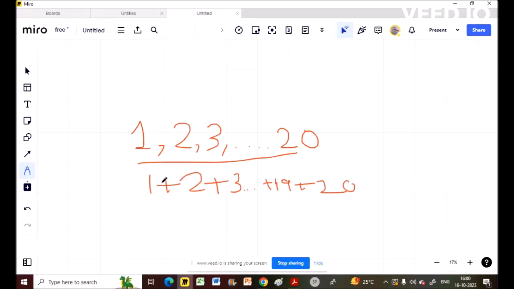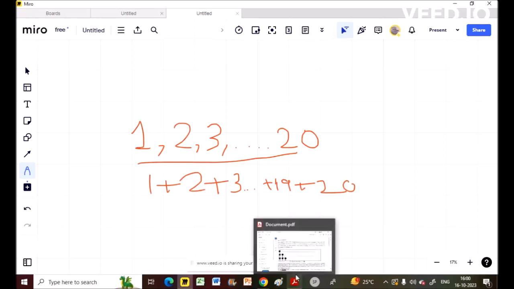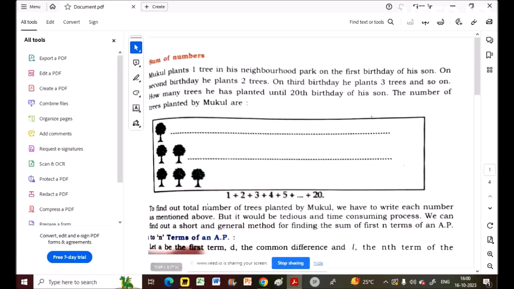Okay, you may think, yes, it's possible. But if I give you the 100th birthday or 200th birthday, what will you do? Will you just count till that? No, there must be some method, there must be some formula, right? To find the total number of trees planted by Mukul, you have to write each number as mentioned above, but it would be a tedious and time-consuming process, as I told you already.